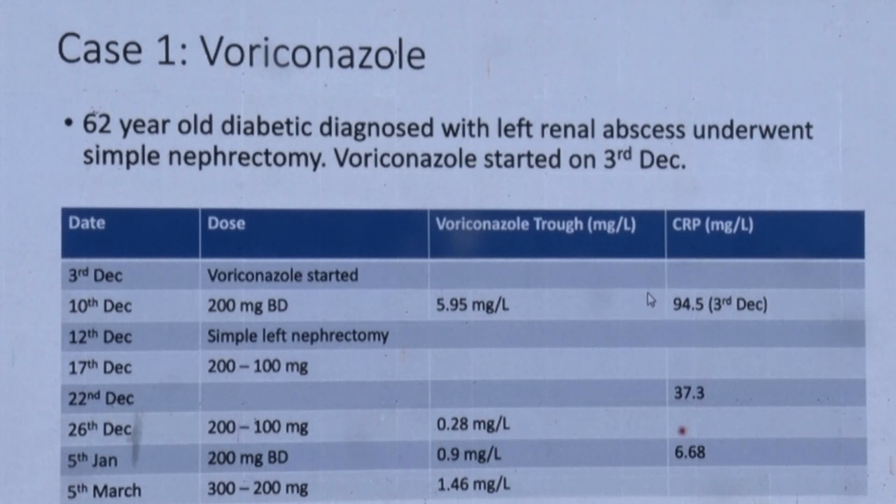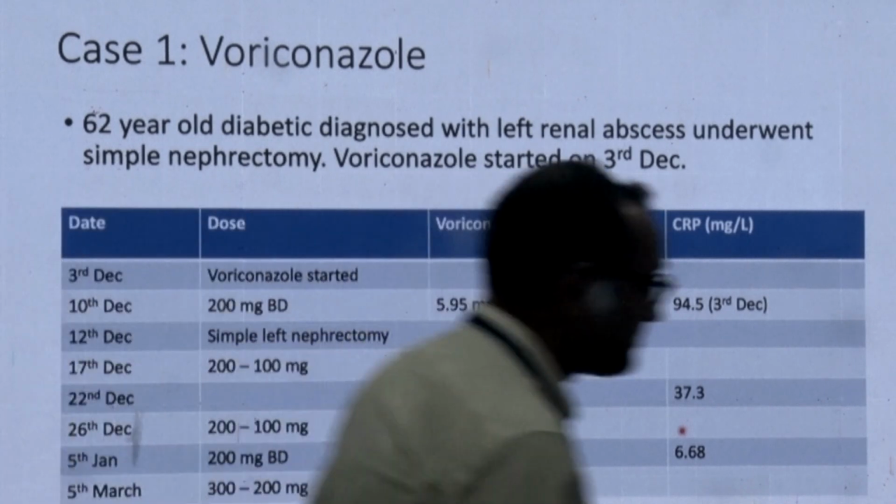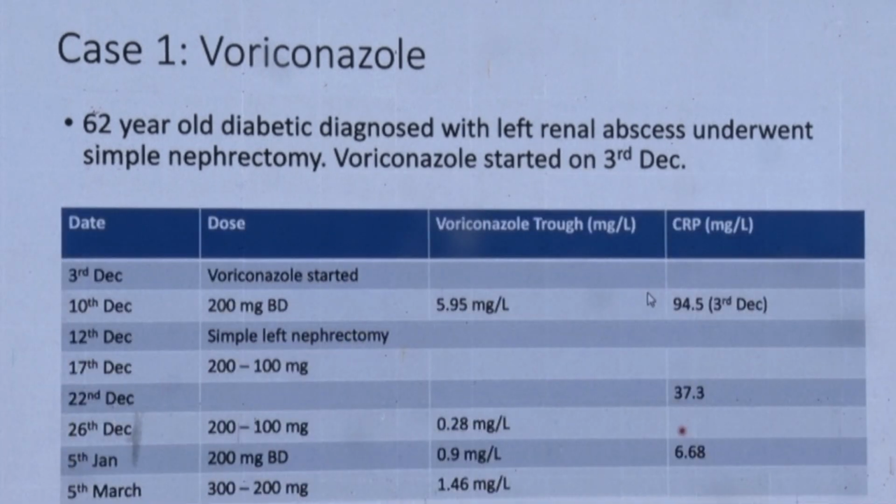Now, another case of voriconazole. A 62-year-old diabetic diagnosed with a left renal abscess underwent simple nephrectomy, and voriconazole was started on 3rd December. On 10th December, the dose of voriconazole was 200 milligram morning and evening, and the concentration was adequate, 5.95.